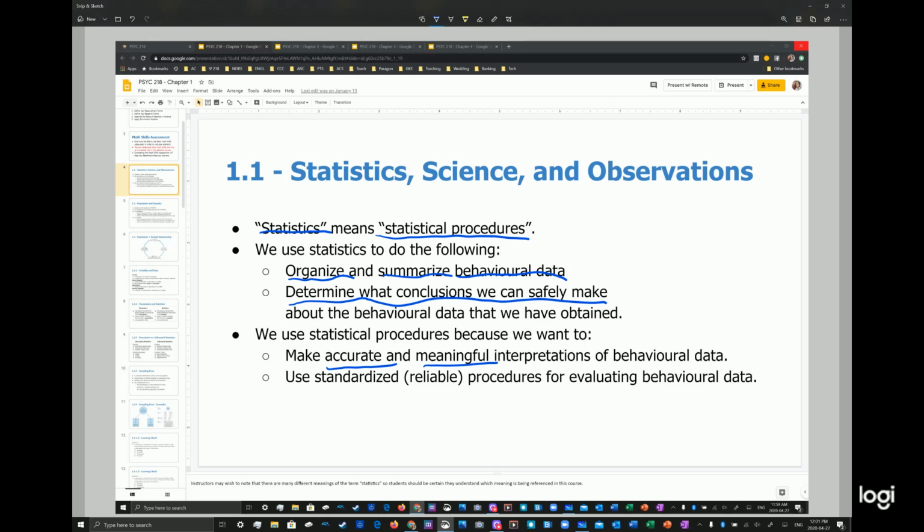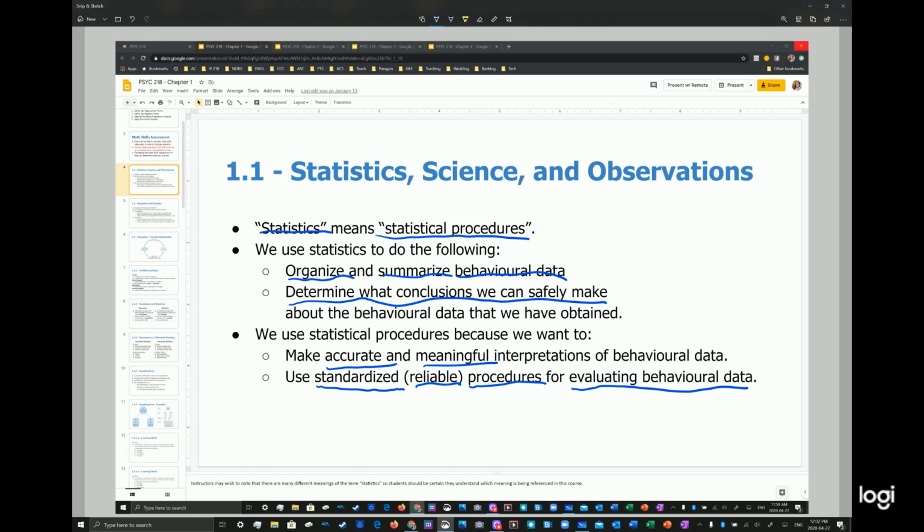And in order to make those interpretations, we need a reliable way of doing this. So this means we need a standardized procedure for examining or evaluating this data. So imagine if we measure people differently each time. It would be like trying to build maybe a car or a phone with different parts for each phone. None of the phones would work, or none of the cars would work, if you have one design and you use different parts for it.